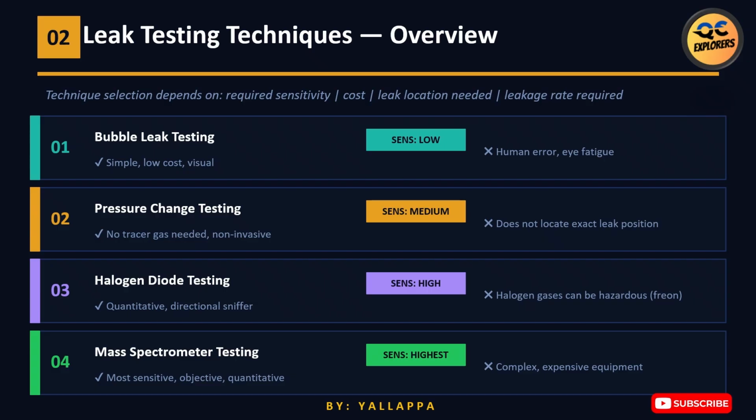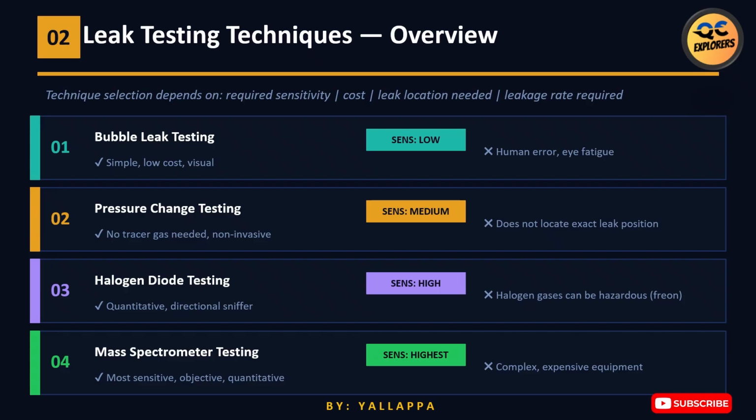location. Number 3. Halogen diode testing. This uses tracer gases and detector probes, higher sensitivity, capable of locating leaks, but requires specialized equipment. Number 4. Mass spectrometer leak testing. The highest sensitivity technique. Uses helium tracer gas, capable of detecting extremely small leakage rates. Widely used in aerospace, nuclear, semiconductor, and high-integrity systems.